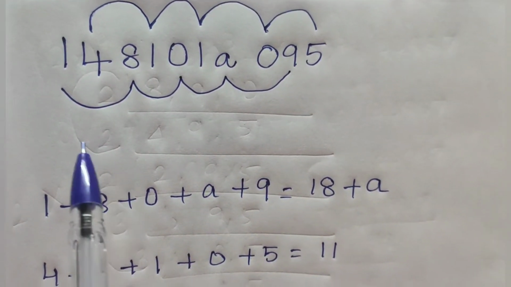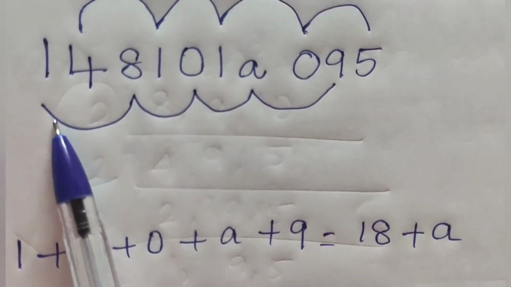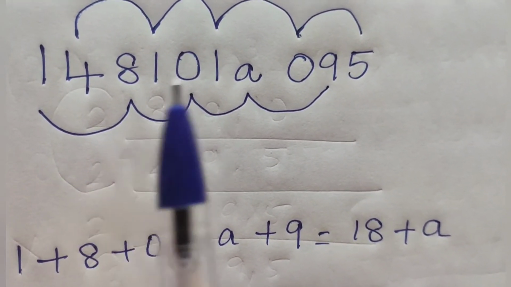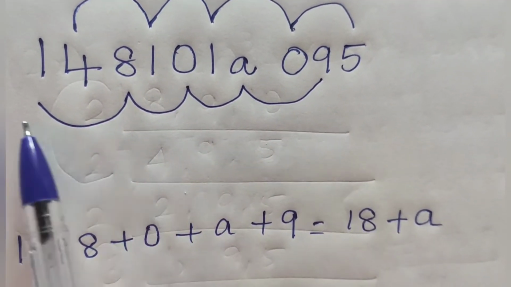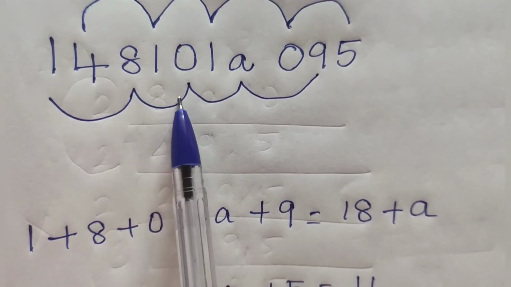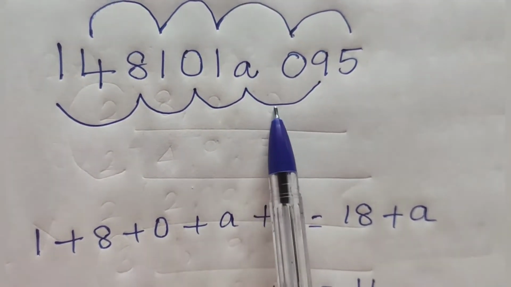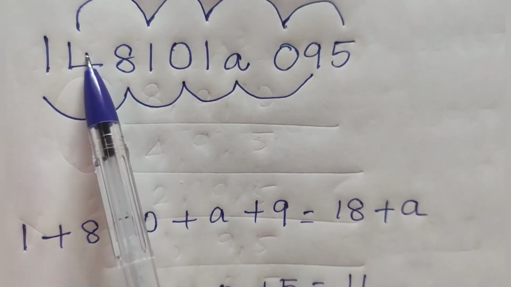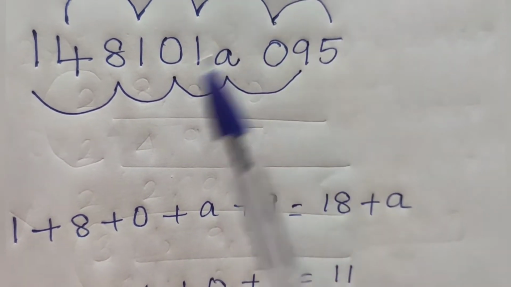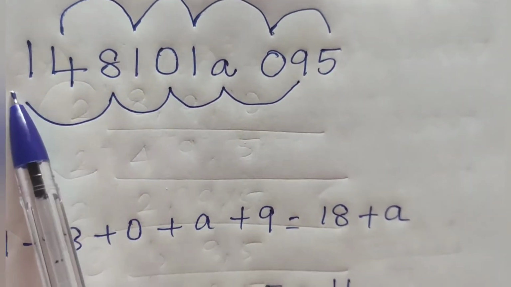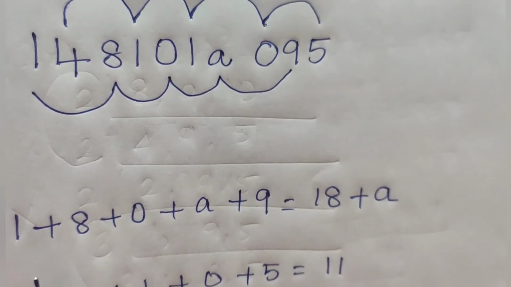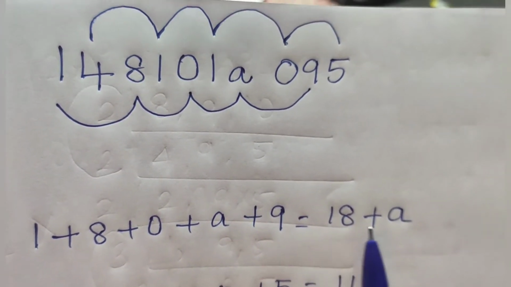If a number is divisible by 11, you take the sum of the alternate digits, digits at the odd place and digits at the even place. These are digits at the odd place: first, third place, fifth place, seventh place, ninth place. Digits at the even place: second, fourth, sixth, eighth and 10th. You take the sum of the digits in the odd place. 1 plus 8 plus 0 plus A plus 9. I get 18 plus A.